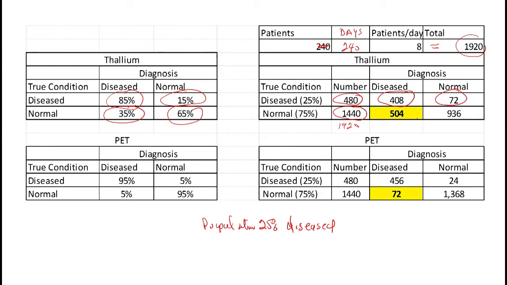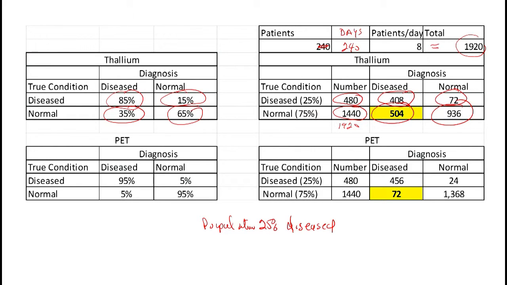So these 72 are people who are diseased, but they're not going to get the catheterization because the thallium imager indicated that they were normal. On the other hand, for the thallium scanner, out of the 1,440 people that are not diseased, 936 are going to be listed as normal. They're not going to get catheterization. However, 504 people who are normal are going to have a cardiac catheterization that they didn't need, and that's going to be an additional cost for the hospital.